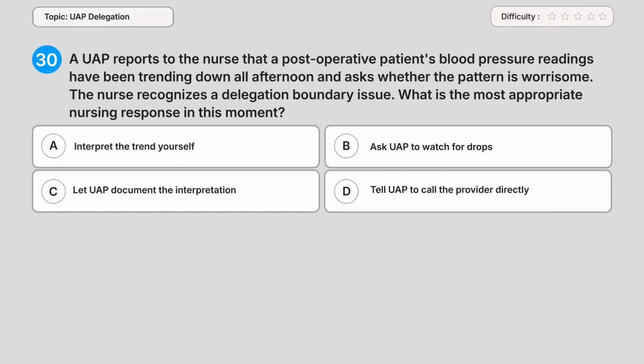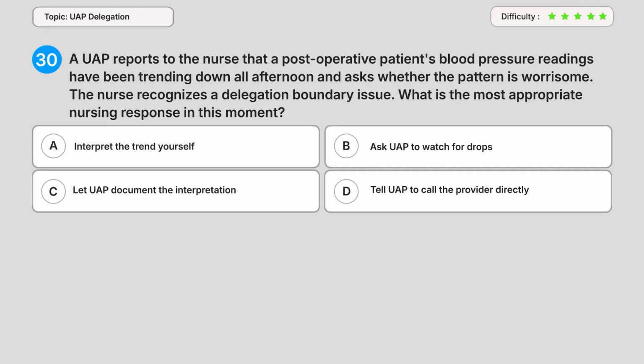Question 30. A UAP reports to the nurse that a post-operative patient's blood pressure readings have been trending down all afternoon and asks whether the pattern is worrisome. The nurse recognizes a delegation boundary issue. What is the most appropriate nursing response in this moment?